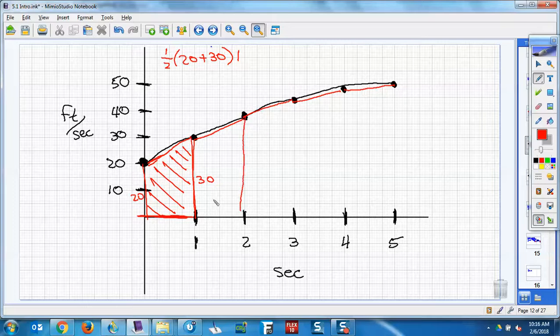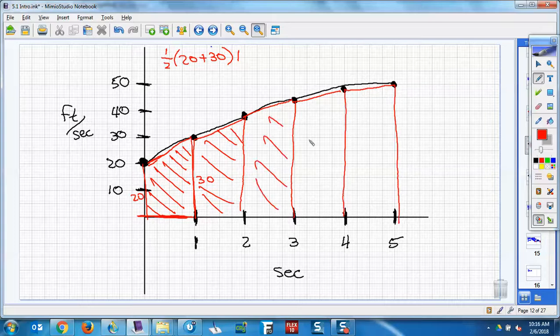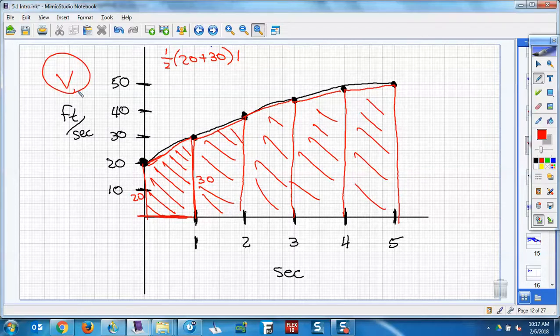So by doing those averages, right, that would be like adding up the areas of 5 trapezoids underneath this velocity curve. Now, we did that the second day of class and the third day. We had graphs, if you guys remember.